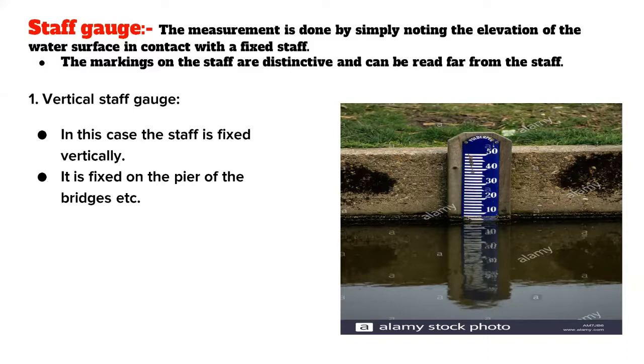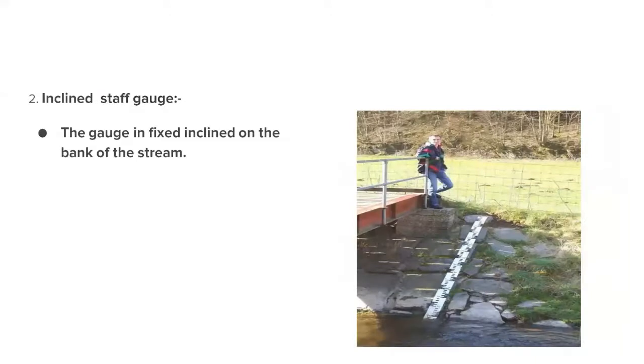And these may be of three types. The first one is vertical staff gauges. In this case, as the name suggests, the staff is vertical to the stream, and it is fixed on the pillars of the bridges and the piers of the bridges. The second one is inclined staff gauges. This gauge is fixed inclined on the bank of the river, as you can see in the picture.